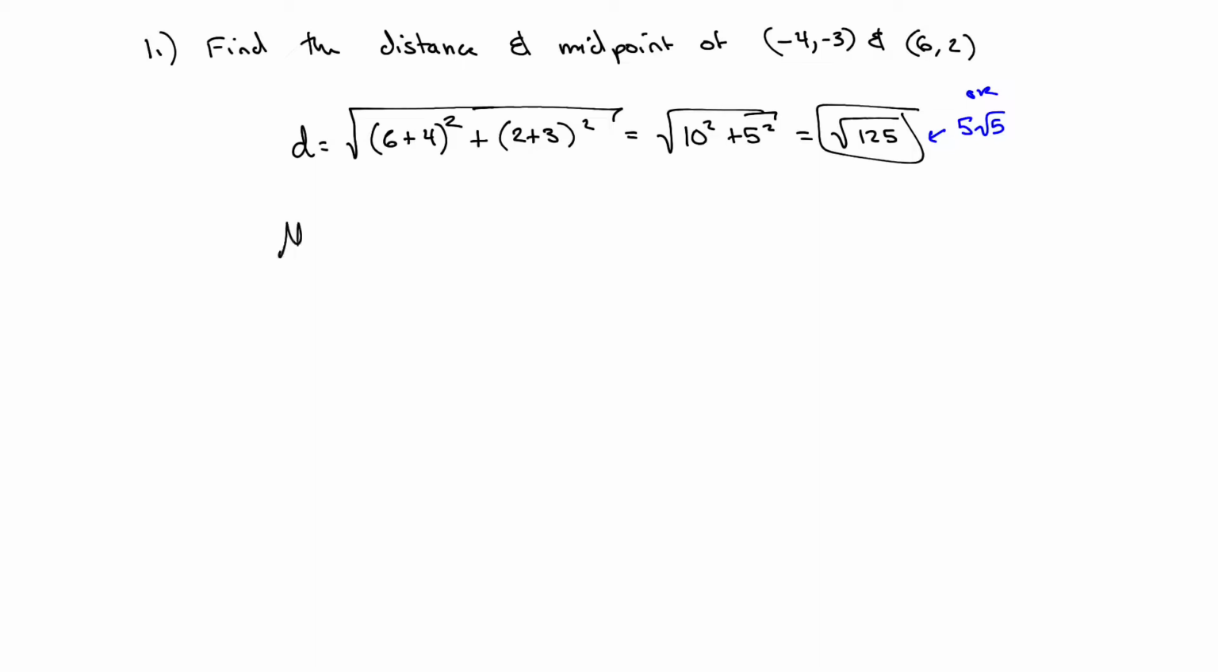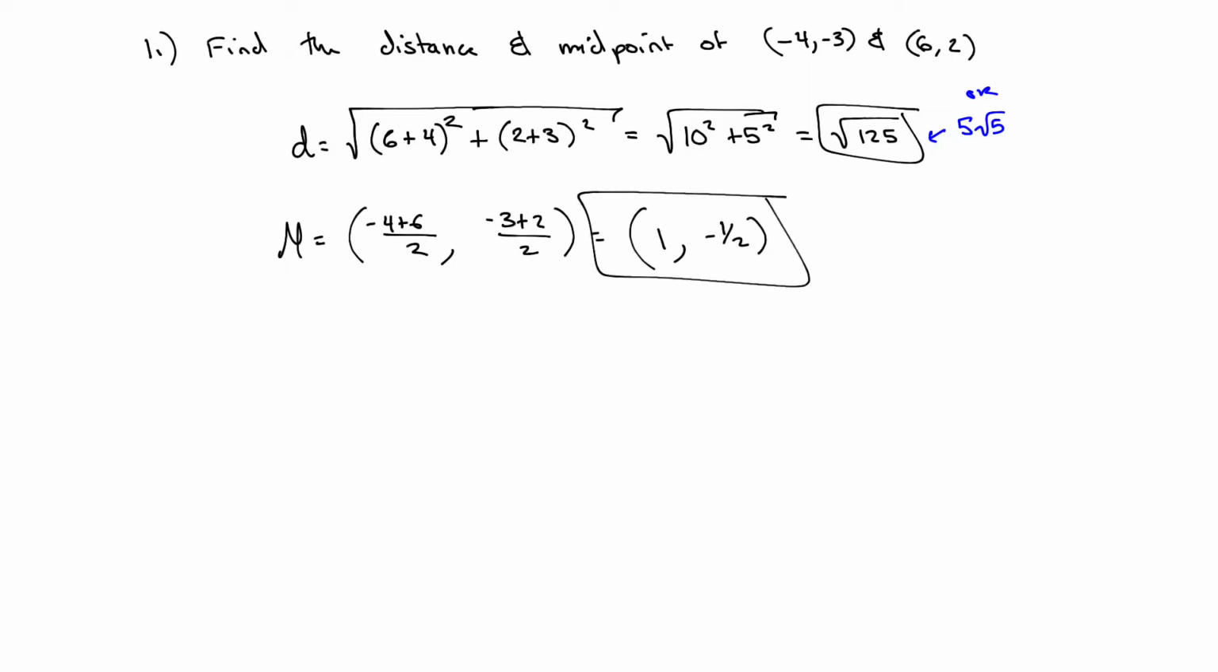And then the midpoint would be the average of the x-coordinates and the average of the y-coordinates. So negative 4 plus 6 over 2, negative 3 plus 2 over 2, which would be 1 comma negative 1/2. And that is your midpoint. And that's question 1. Bing, bang, done. And we move on to question 2.